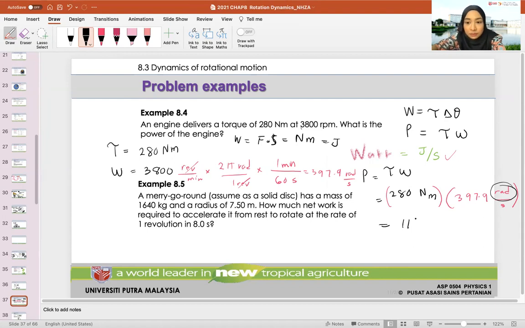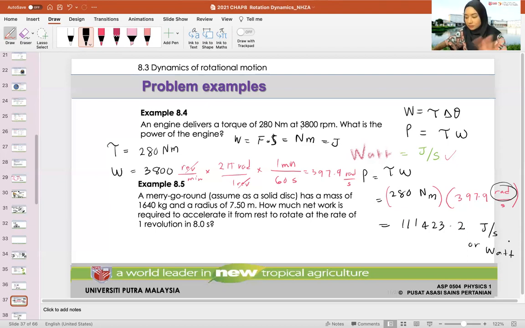111,423.2. Oh, that's a lot. Oh, it's right, because 3.2 and the unit is going to be joules per second or watt.